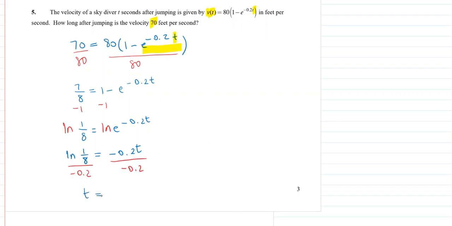Of course, it's an application problem, so you want to give an answer that makes sense. So let's put this in the calculator, and we get approximately 10.4, and the units for t were seconds. So the question was, how long after jumping is the velocity 70 feet per second? And the answer is after about 10.4 seconds.